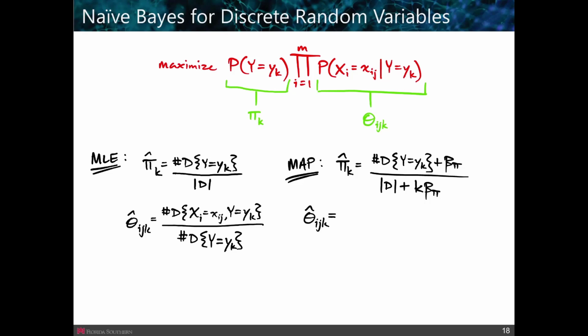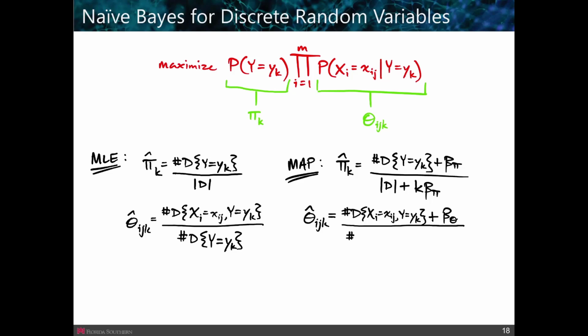Okay, if we want to use a MAP estimate for the class conditionals, those parameters are defined as theta_ijk. That will be equal to the number of instances in our data set such that X_i equals x_ij and that y equals y_k plus our virtual counts. I'll call that beta_theta. Note that's not a multiplication of beta times theta. That's just a single beta term with the subscript theta. And then let's divide that.